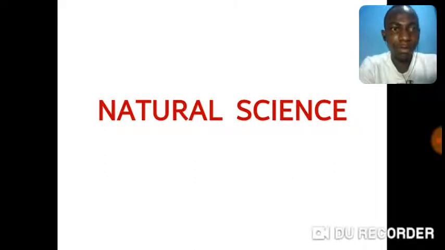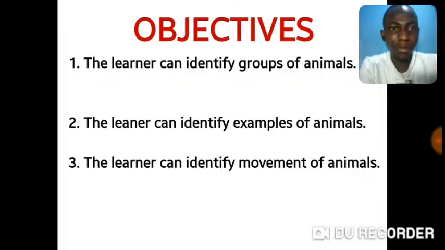Our subject for today is natural science, and our topic is assessment test. Now let's look at what we have to achieve at the end of this lesson. At the end of the lesson, you can identify groups of animals. You can identify examples of animals. You can also identify movements of animals.